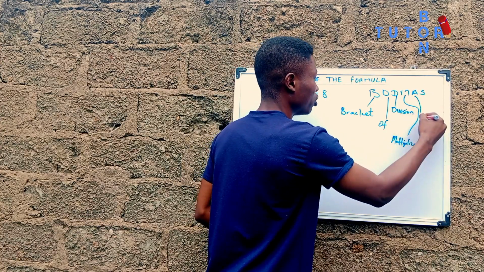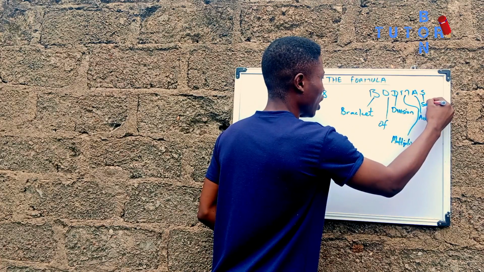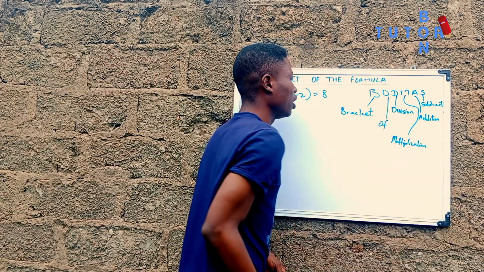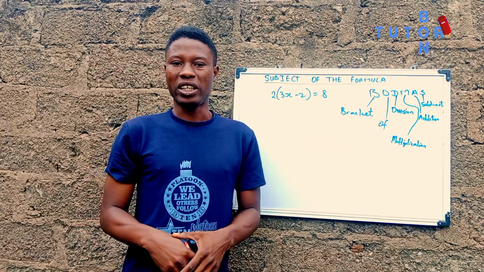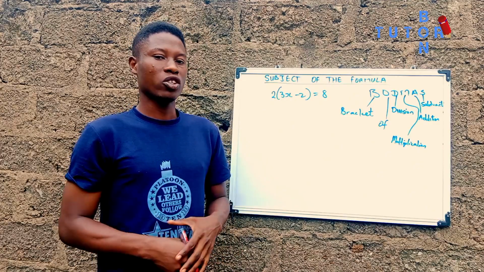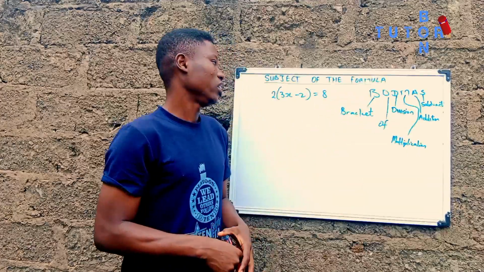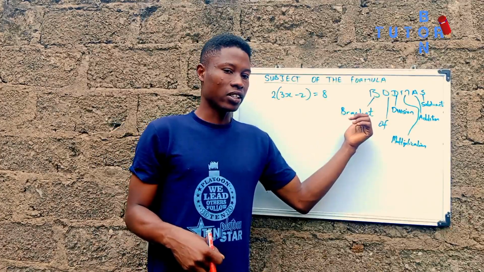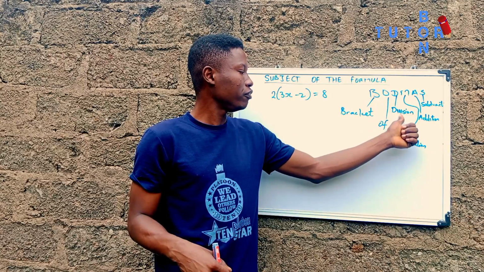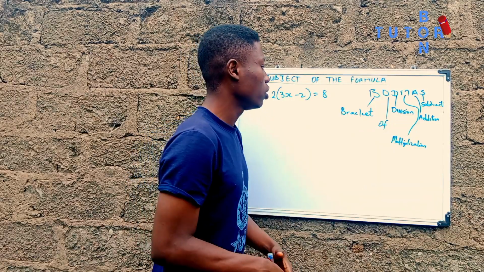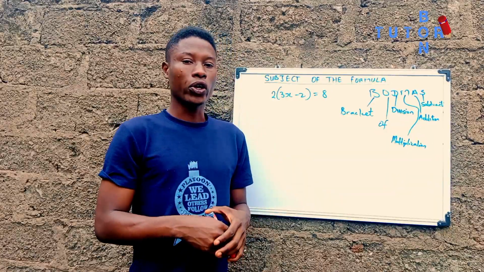Your multiplication, you have addition, then you have subtraction. This is the order of how you treat the operations in mathematics. If you have a mathematical equation that contains all these operations, definitely you have to treat your bracket first before you think of your "of", followed by your division, then multiplication, before you think of your addition, and your subtraction will come last.